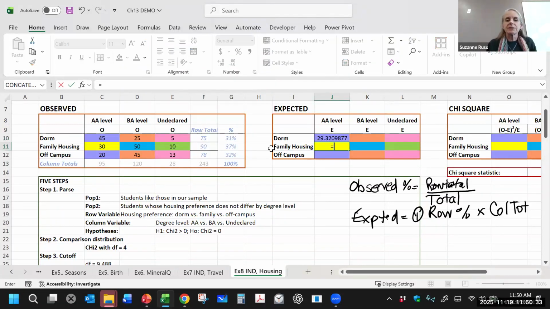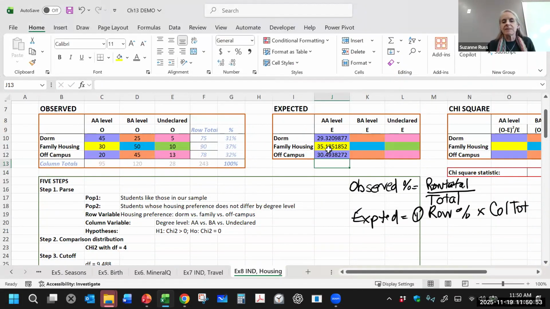For the AA level living in family housing, what is 37% of this 95? There we go. For the off-campus housing, what is 32% of, there's our times sign, these 95? And we see these are the numbers we would expect, they look pretty good to me. I'm going to go ahead now and use copy paste to do the rest of these.